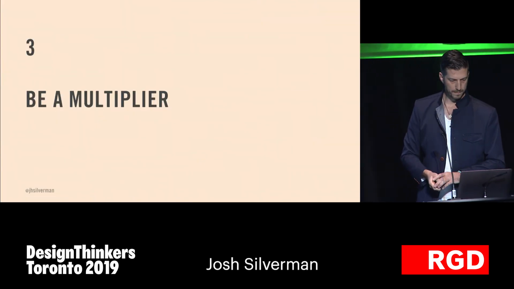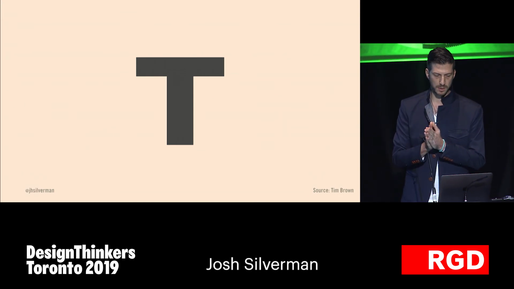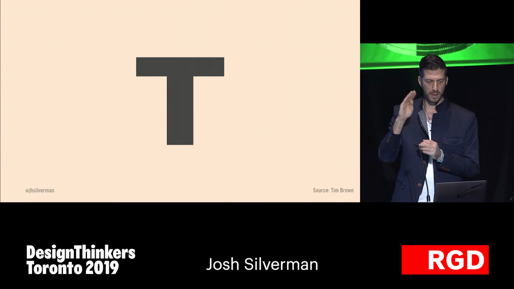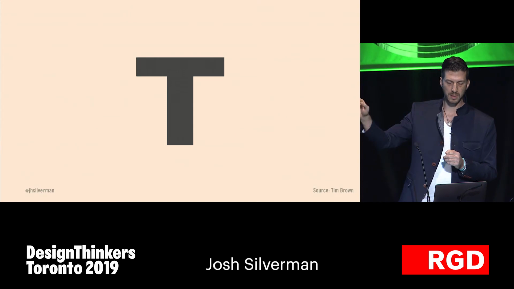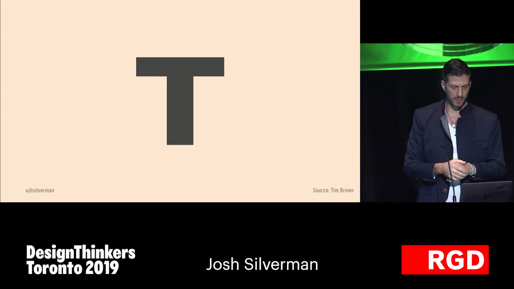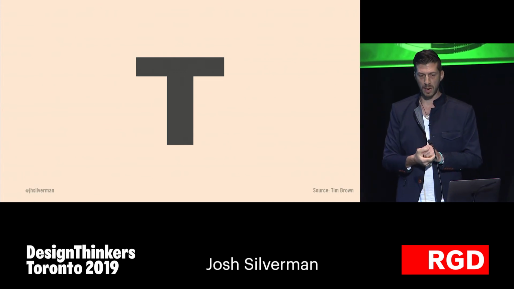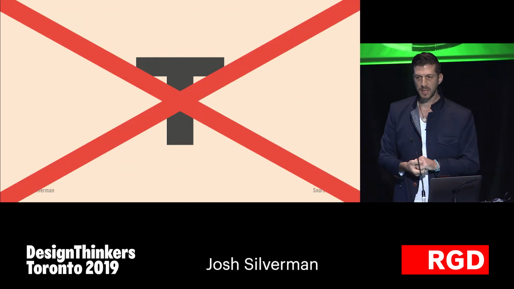Being a multiplier. To be a T-shaped person is to have T-shaped skills. A T is made of 2 lines. The vertical line is deep expertise in a single field. The horizontal line is the ability to collaborate across. This idea was originated by David Guest and McKinsey in the 80s and popularized by Tim Brown in the 90s. Well, I'm here to tell you today that T is for tired.